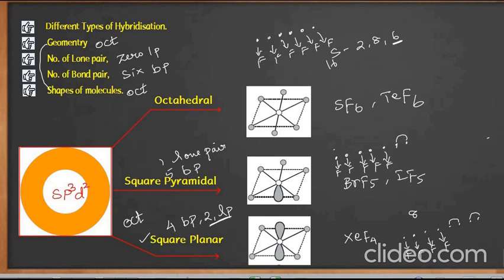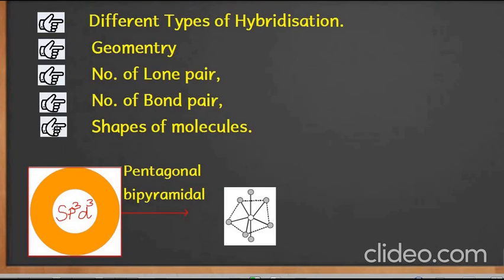Let's move to the last one, sp3d3 hybridization. Here the last one is pentagonal bipyramidal, which comes under IF7. We know that the outermost electrons of iodine are 7, so we keep 7 dots. Each electron is occupied by 7 fluorine, so we can put 7 fluorine.